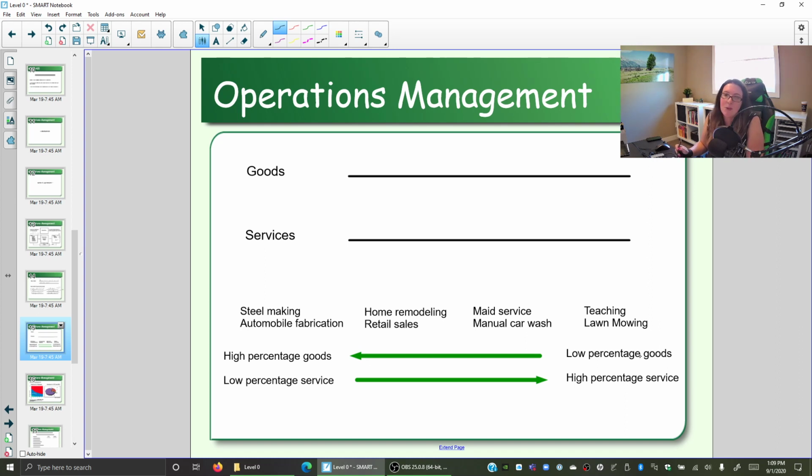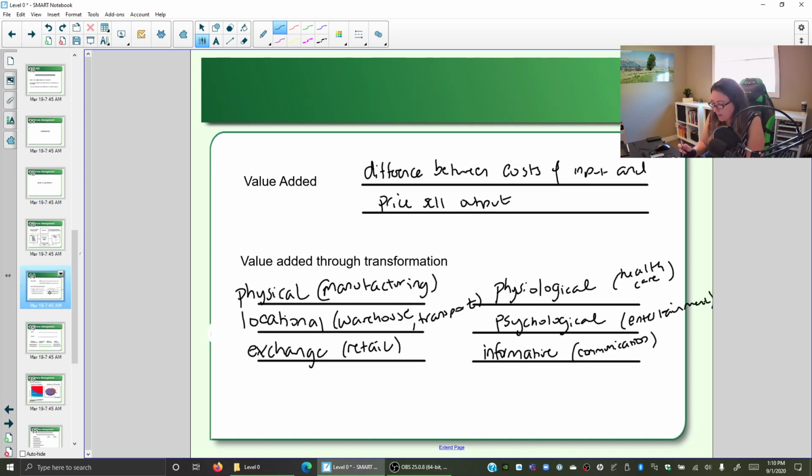And for many of you, what you're going to go into is a job that is primarily service focused. So then we need to look at these other types of transformation, because when we look at manufacturing, then we're here in that physical transformation. But the rest of these here are really that service sector.